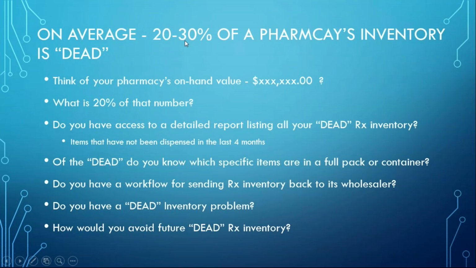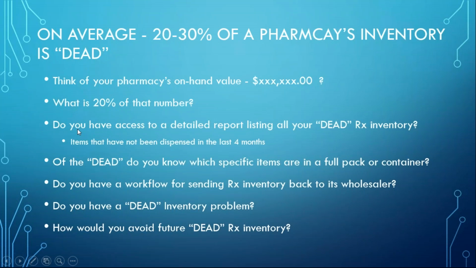If the national average, according to NCPA, is between 20 and 30% of an inventory is dead, let's go ahead and just use the lower end of that scale. So 20% of your total value, if you're average, and actually on the good side of average. Take 20% of that number.